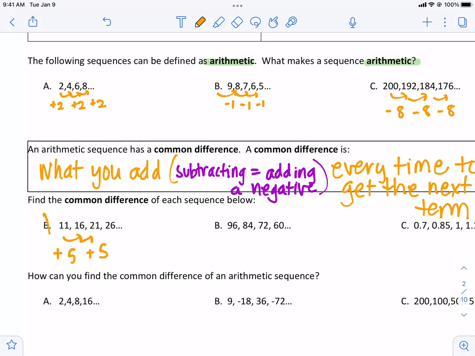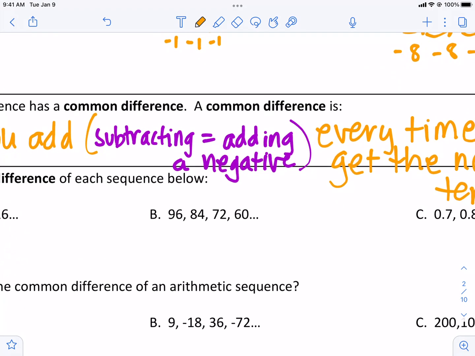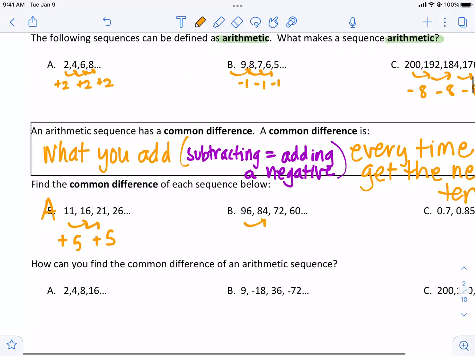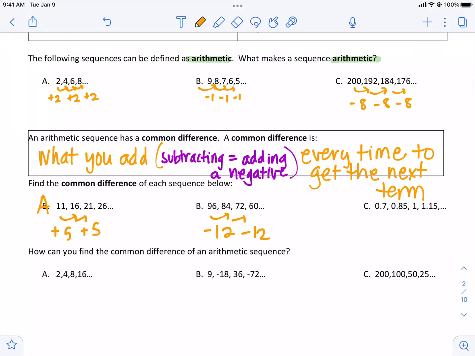There's 2 B's, so this should be A. In this B, it looks like we're subtracting. So we can just take 96 minus 84. Okay, so we're subtracting 12 each time. Or adding a negative 12, but we'll put subtracting 12.